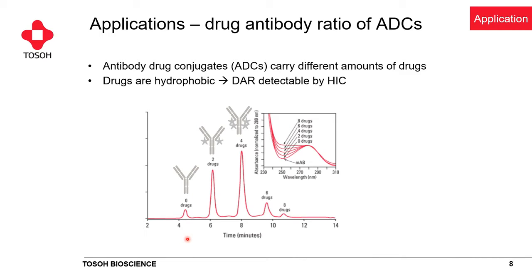And for this, hydrophobic interaction chromatography is used, and what we see is that the antibody without any modification elutes first. Of course, it does not have any hydrophobic modification on there. And then we get later elution of the antibodies that carry either 2 or 4 or even more drugs on there. And from there you can also get back to the mean number of drugs attached to an antibody, which is the drug-antibody ratio.